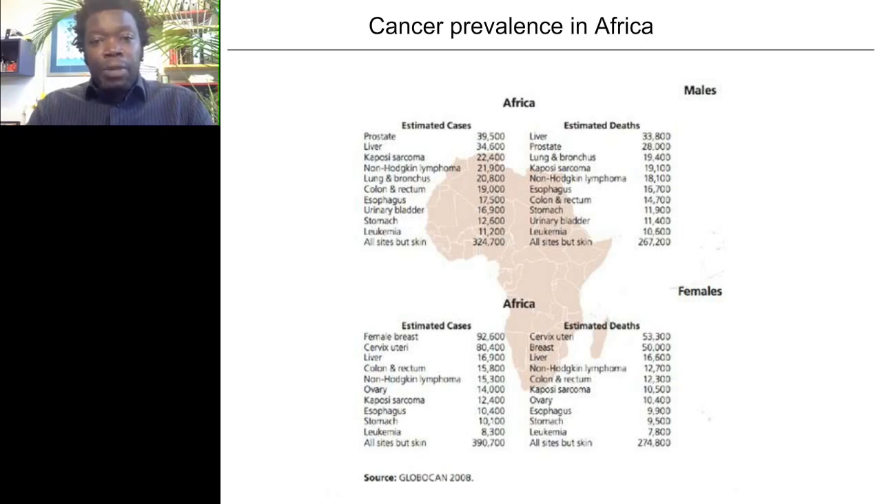You can see here between males and females that breast cancer for females and cervical cancer are very high, and prostate and liver cancer figure very, very high in males in Africa. And these are the primary reasons why we have cancer in Africa.